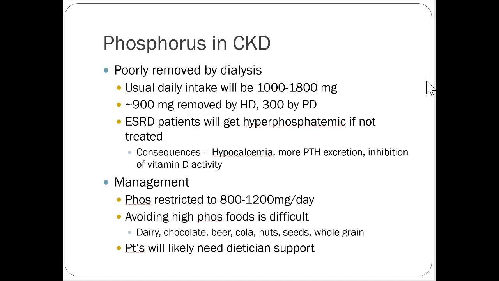So first of all, phosphorus-restricted diets are encouraged, but that can be difficult. I would certainly recommend your CKD patients get referred to dietary to go over strategies for reducing phosphorus. But dairy, chocolate, beer, cola, nuts, seeds, whole grains, all that stuff has high phosphorus in it. And avoiding that completely is challenging.